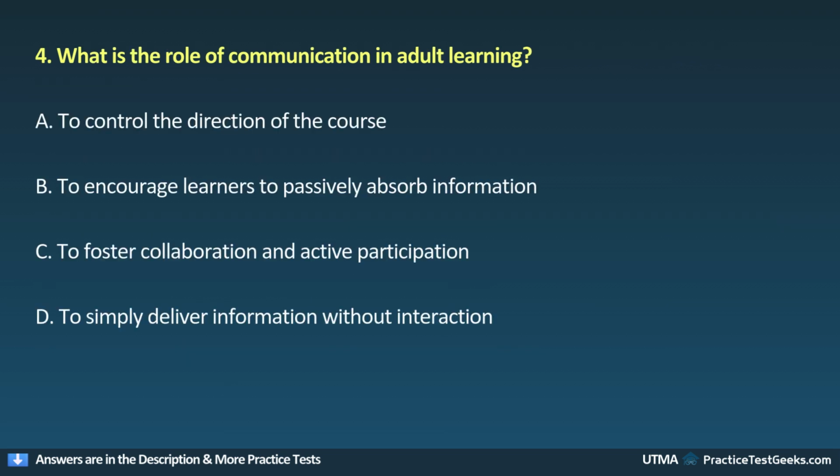4. What is the role of communication in adult learning? A. To control the direction of the course. B. To encourage learners to passively absorb information. C. To foster collaboration and active participation. D. To simply deliver information without interaction.